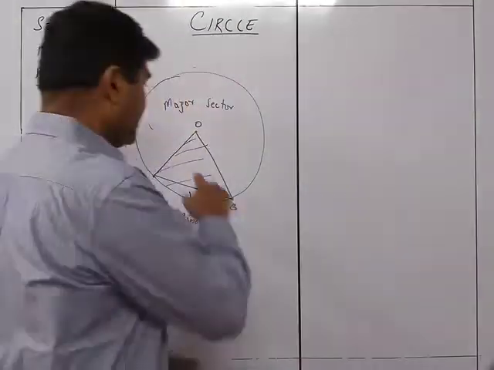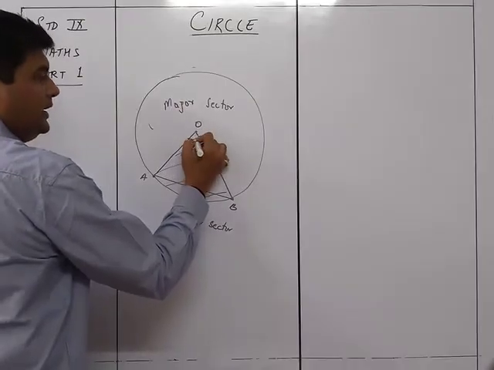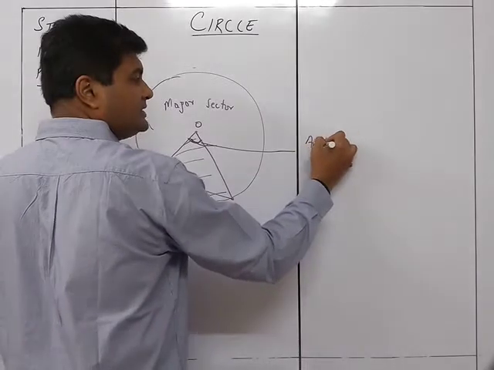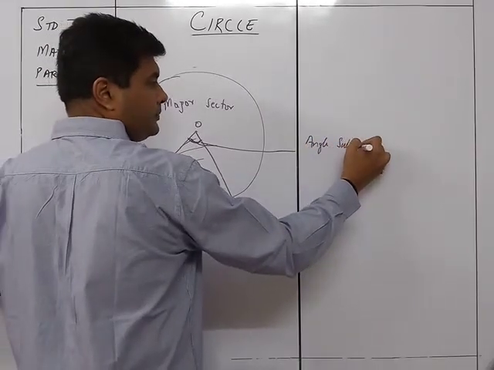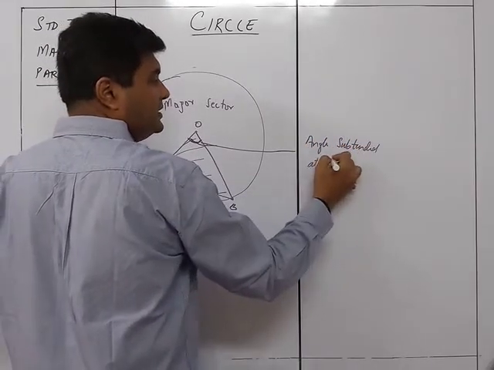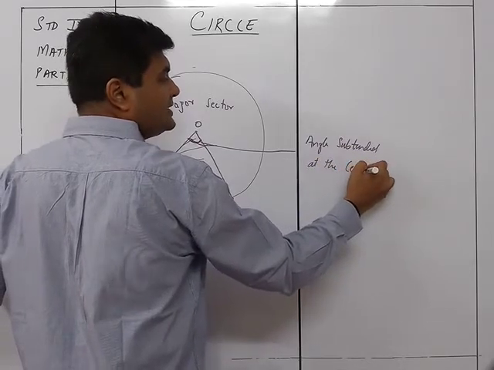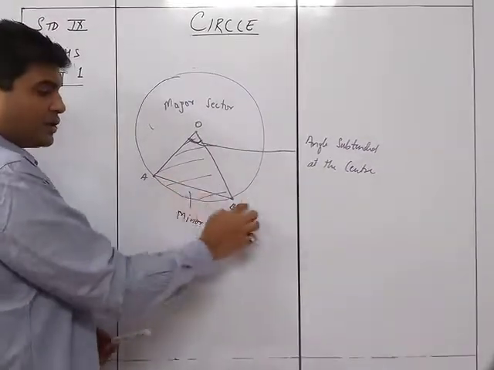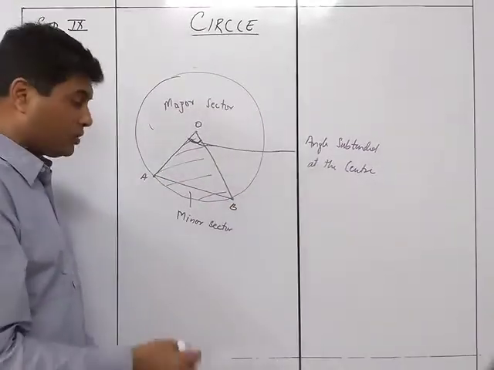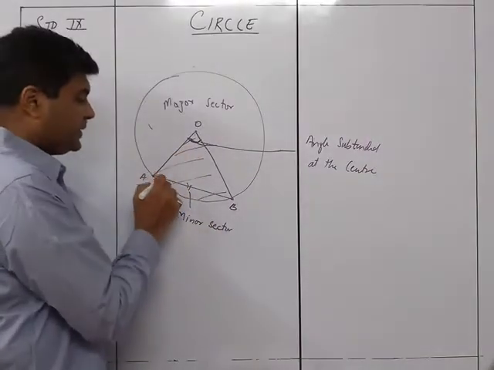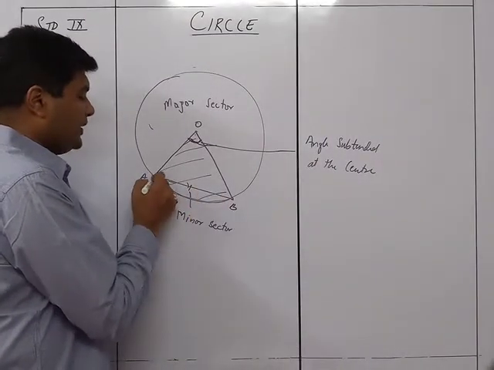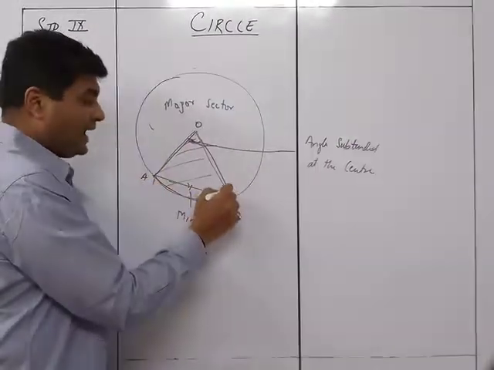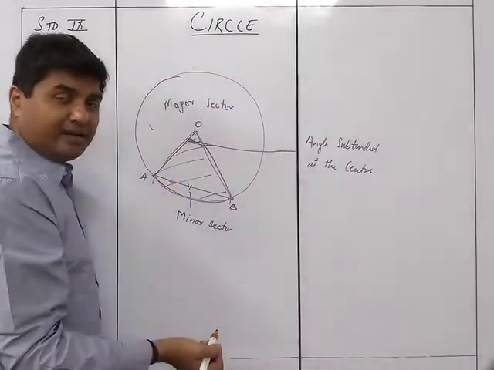Now this angle over here is called the angle subtended at the center. Okay, so angle subtended at the center means the angle formed by this particular arc or this particular chord at the center. This particular chord or this particular arc is going to subtend an angle at the center. So this angle which is formed by this arc is called the angle subtended at the center.